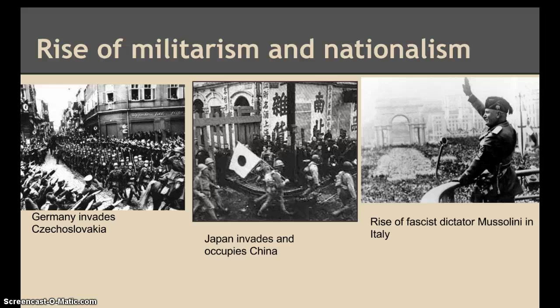The 3 countries that increased their aggression towards smaller countries would be Germany, here invading Czechoslovakia on the left. In the middle, please look at Japan, walking through the streets of China, invading and then occupying. And then look at the famous dictator of Italy, Mussolini. So we see the rise of fascism in Italy. Put down those 3 places.